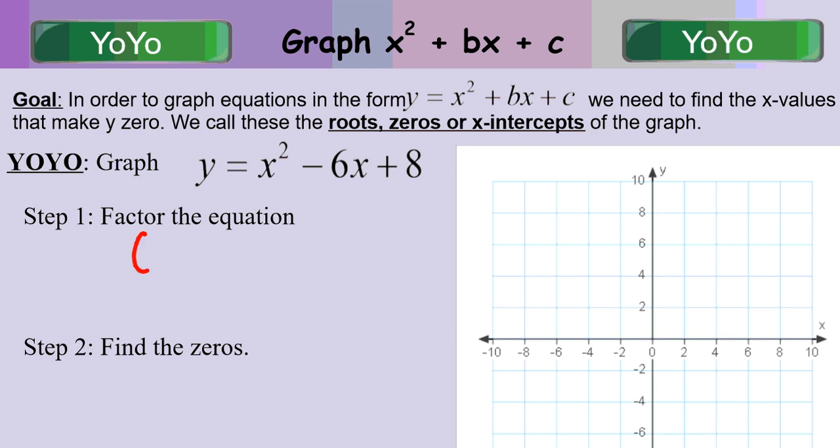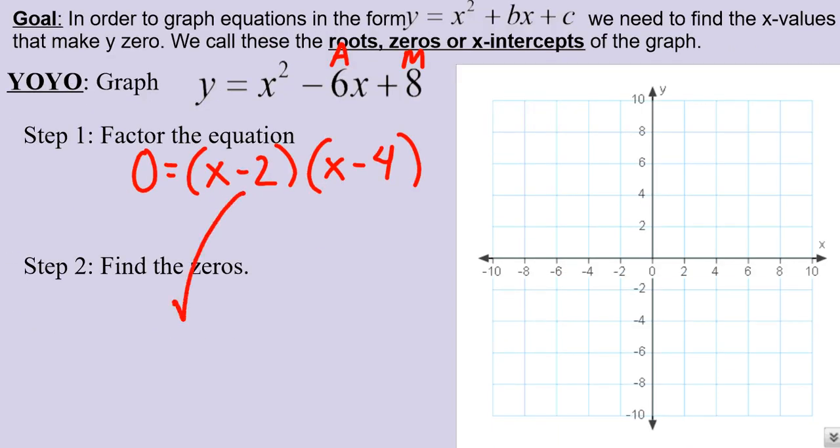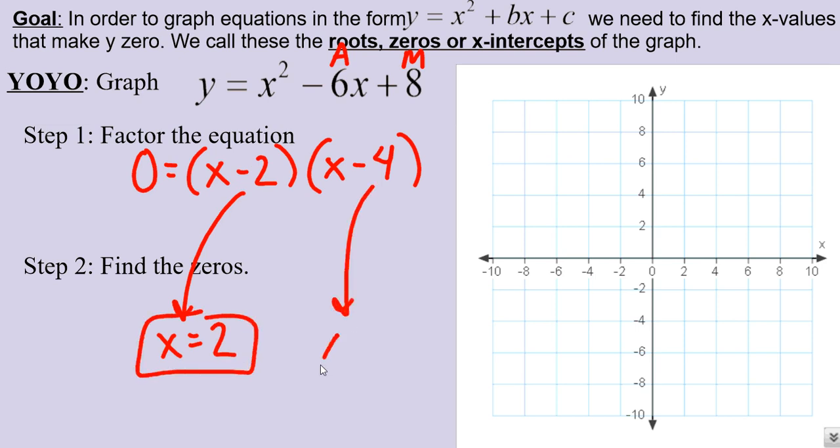Factor it first, because I want to know when is y going to be 0. So what numbers multiply to be 8, add up to be -6? If they multiply to be a positive and they add up to be a negative, I know that the factors both have to be minuses, so -2 and -4. The order in which you write those doesn't matter. Your zeros then are going to be 2 and 4. So you plot those. 2 and 4 are your x-intercepts.